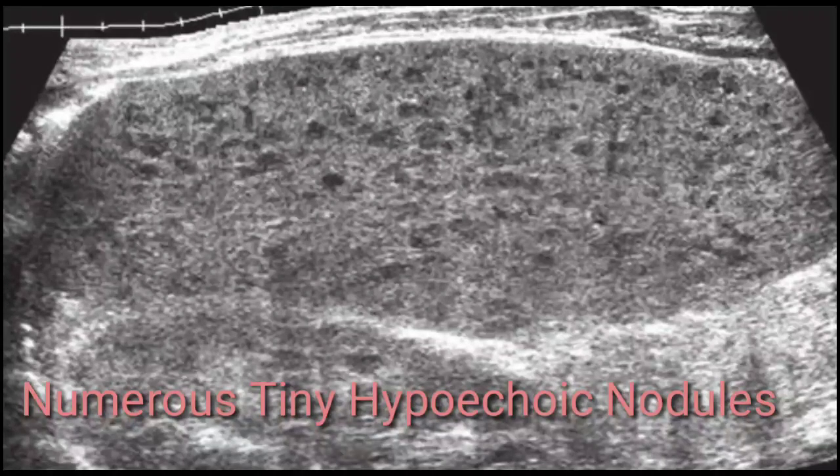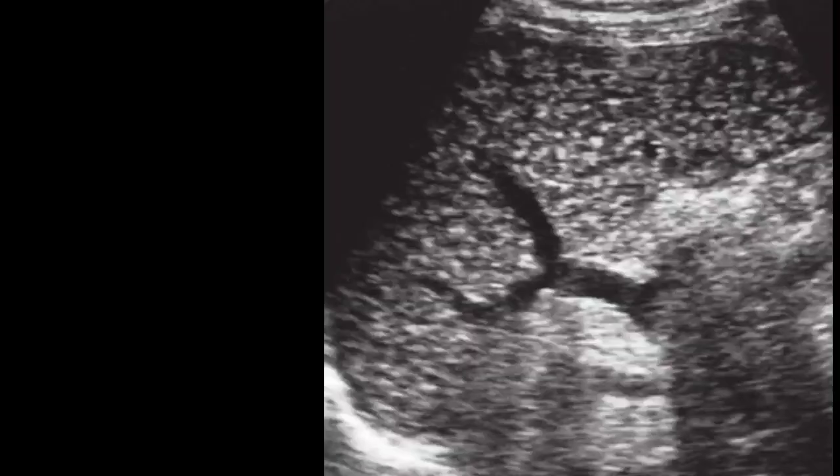Mention on the report that multiple hypoechoic tiny lesions are seen interrupting the splenic parenchyma. In the conclusion, mention that features favor miliary tuberculosis. Further workup and correlation with the X-ray and sputum AFB is recommended.